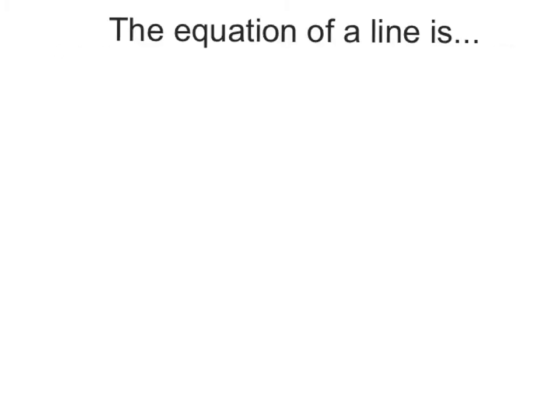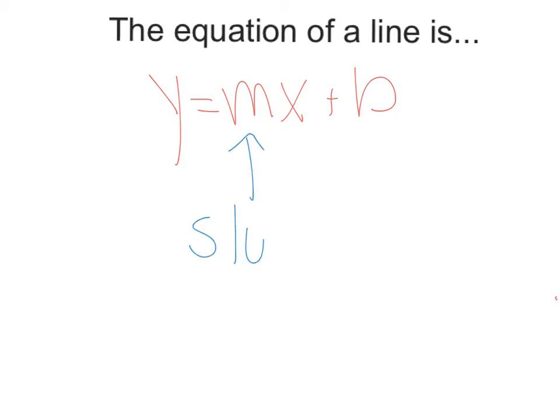We're going to talk about the equation of a line now. The equation of a line you guys are probably most familiar with is y equals mx plus b. That's the equation of a line in slope-intercept form. The m variable, that is the slope of our line, that tells us how steep this line is going to be and whether it's going up at a positive slope or going down using a negative slope.